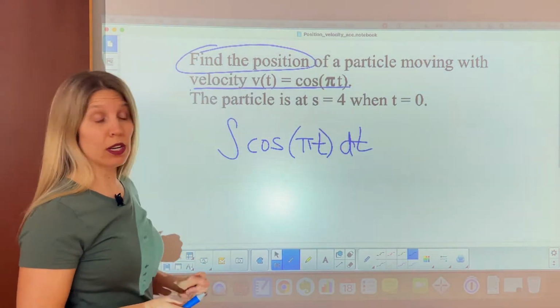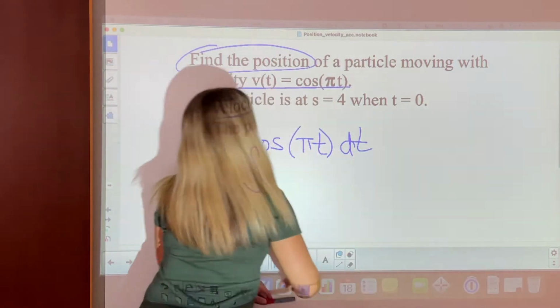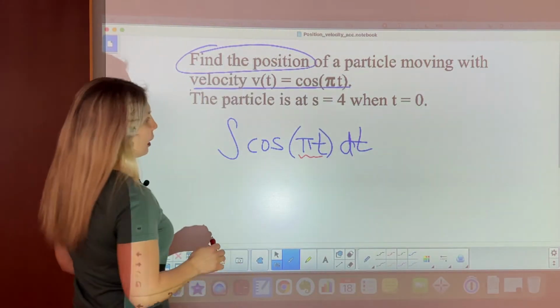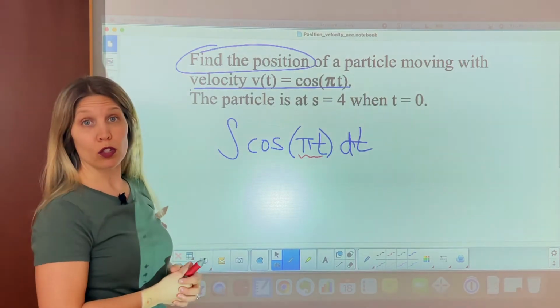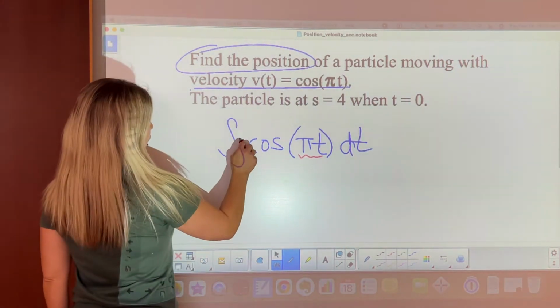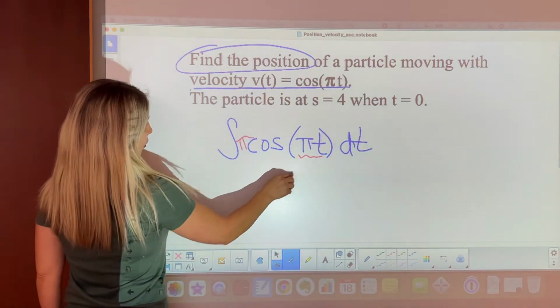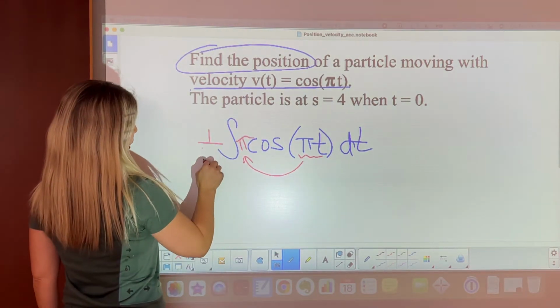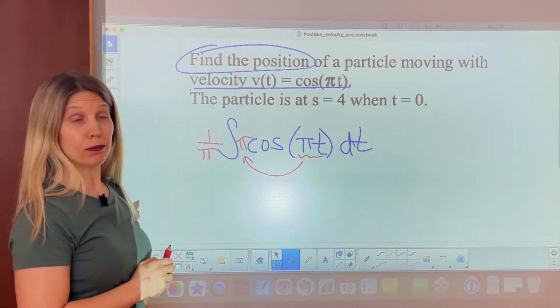So what's our inside piece? Our inside piece here is pi t. What's the derivative of pi t? It's just going to be pi. We can't go ahead and change a problem, but we need that derivative of the inside piece to show up, and so out front I'm going to have 1 over pi as well.